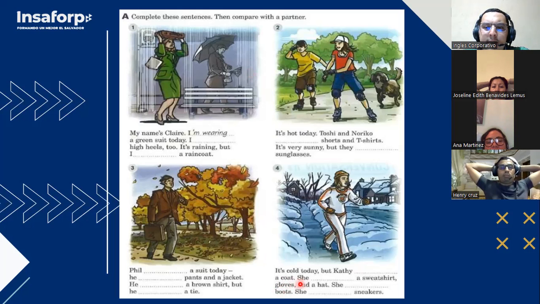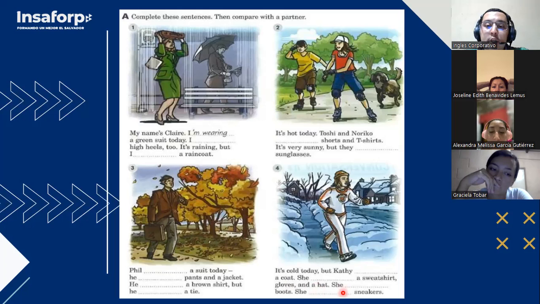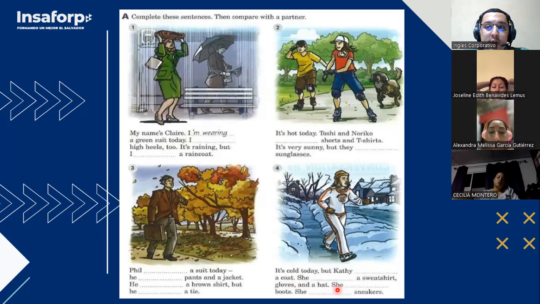She is wearing a sweatshirt, gloves and a hat. She is not wearing boots. She's not wearing boots.